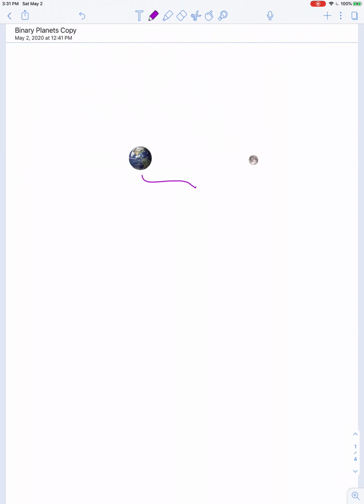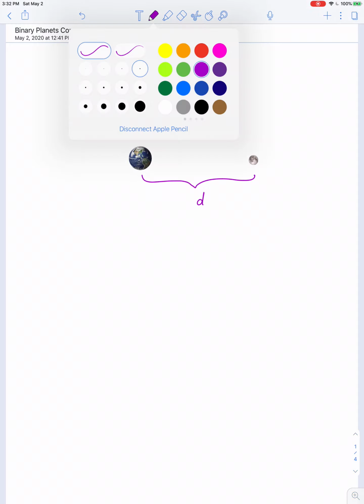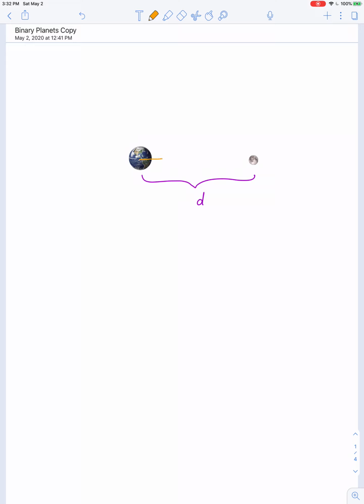So if we label the distance between the Earth and the Moon as d, let's see if we can get an idea where the center of mass of the Earth-Moon system is. Yeah, if the Earth and the Moon were of equal mass, then the center of mass of the system would be exactly halfway between the two. Because the Earth is enough larger in mass, the center of mass of the system is maybe right there. X marks the spot. So maybe we can say the distance from the center of the Earth to the center of mass is some value x.